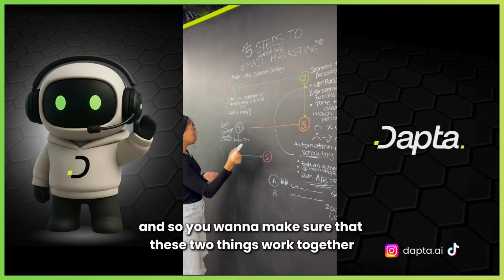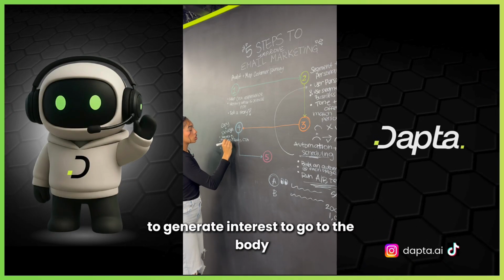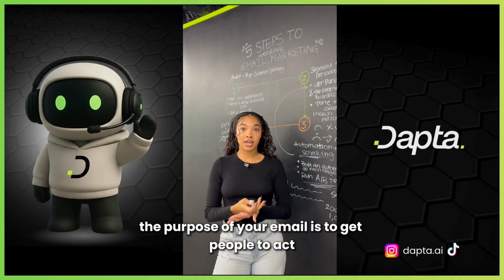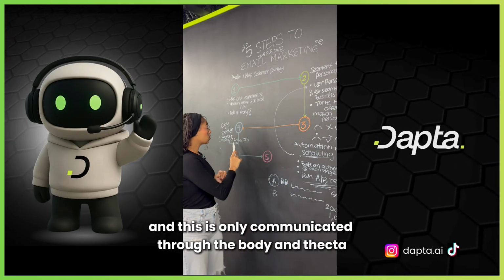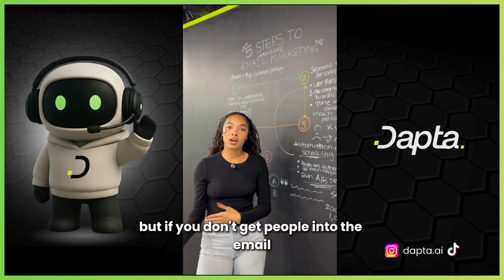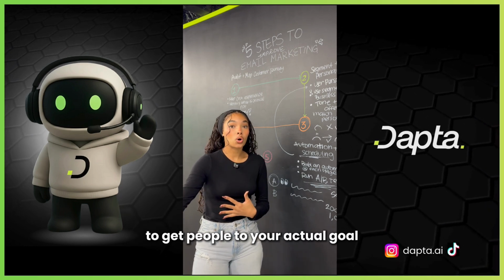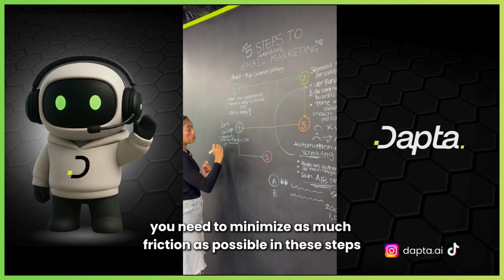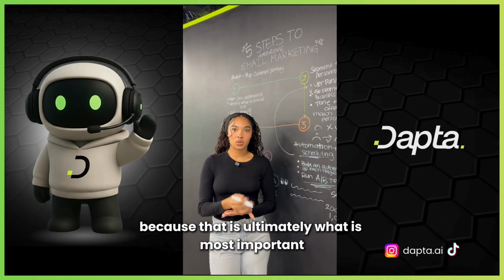And so you want to make sure that these two things work together to generate interest to go to the body and eventually to the CTA. The purpose of your email is to get people to act. And this is only communicated through the body and the CTA. But if you don't get people into the email, then those two things can't work together to get people to your actual goal. And so you have to think of it as you need to minimize as much friction as possible in these steps to get people to this step, because that is ultimately what is most important.